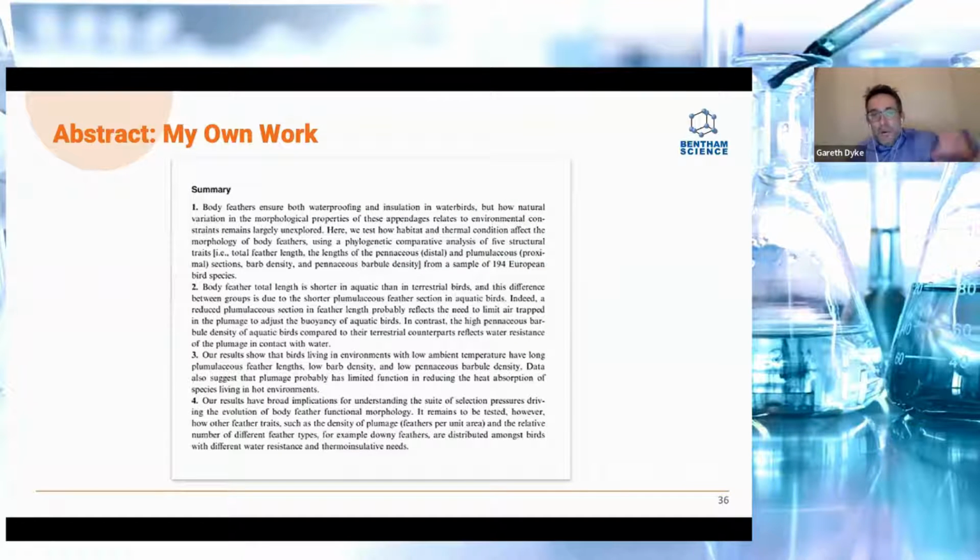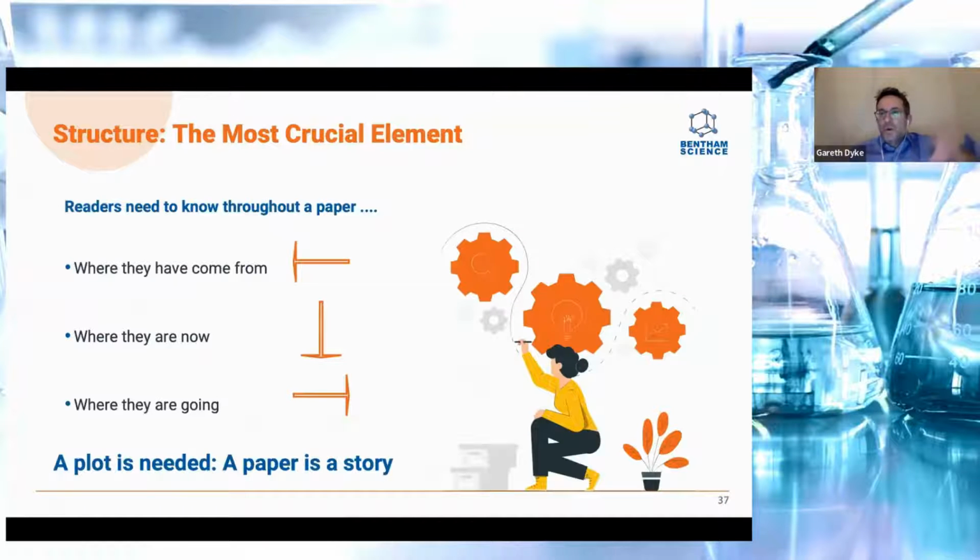Here, for example, a summary, the introduction, the methods, the results, the discussion and conclusions in that sequence in your abstract. Answer those 4 questions. Why did you do the study? What did you do? What did you find? And what did you conclude? Because of course, as we've talked about already several times in this presentation this afternoon, structure is the most crucial element of successful academic article writing.